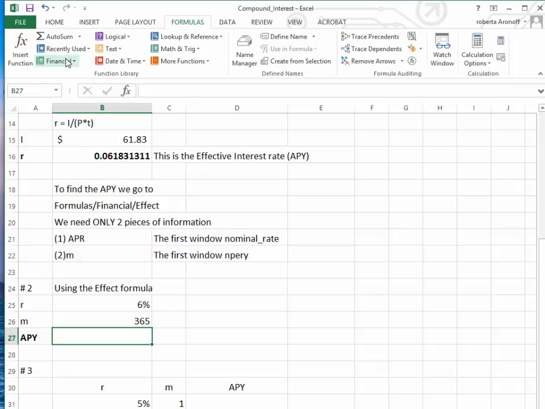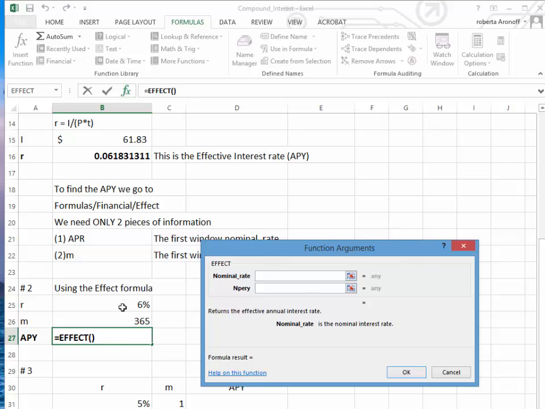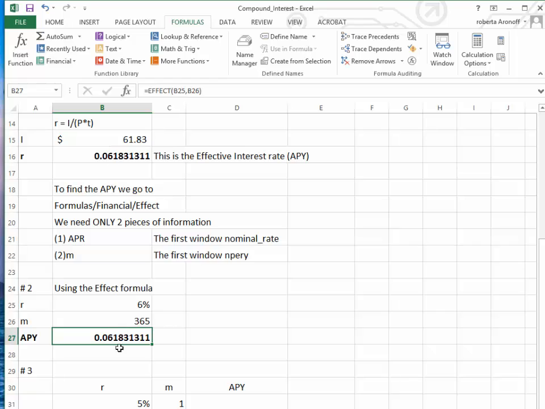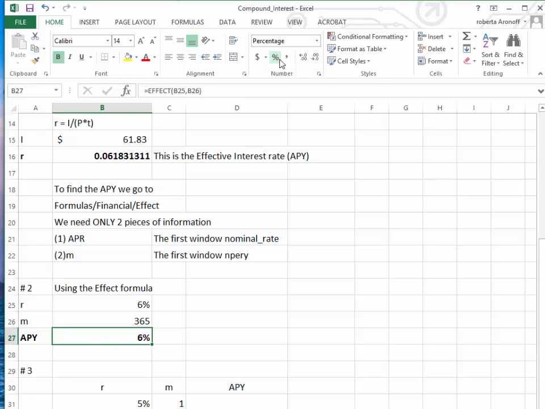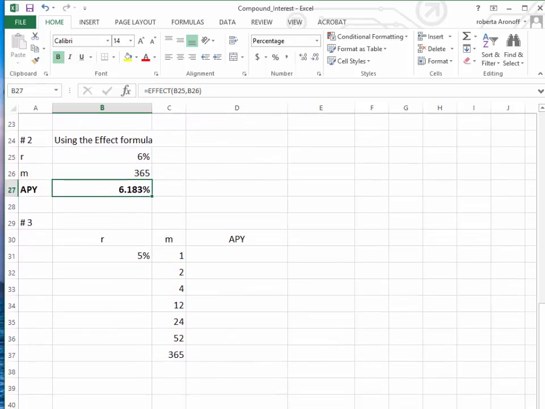So we're going to go to Formulas, Financial, EFFECT. Remember, the nominal rate is the 6% per year. The NPERY is the M, which is 365 times for the year. And you notice that the interest rate is exactly the same. I want to change that to a percentage, so I'm going to go to percentage. I'm going to increase the number of decimal digits, and that tells me that we have approximately 6.183% per year.